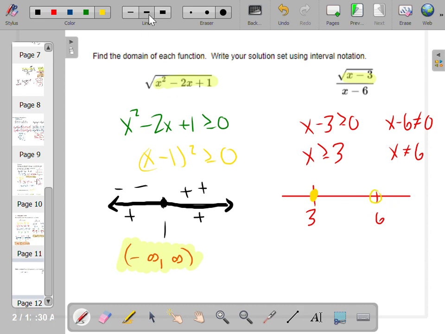That's an open circle. And the numbers that are greater than 3 are to the right. So it's going to look like that. I just have to write my answer in interval notation. 3 to 6. Union. 6 to infinity. Be careful with this 6 because it is an open circle. 3 is a bracket because it works.